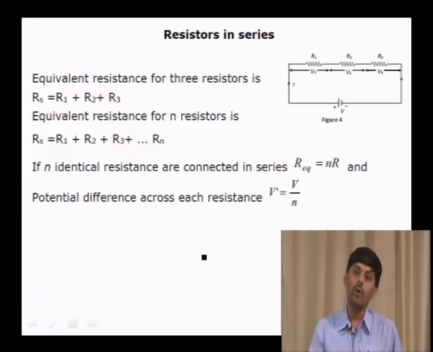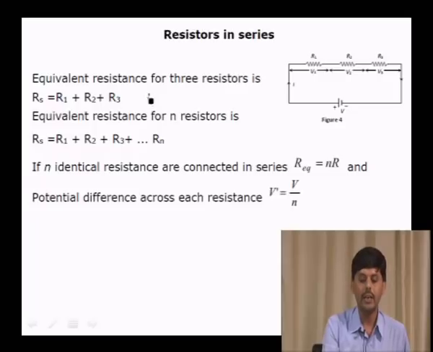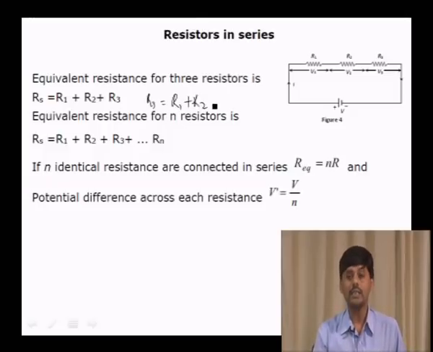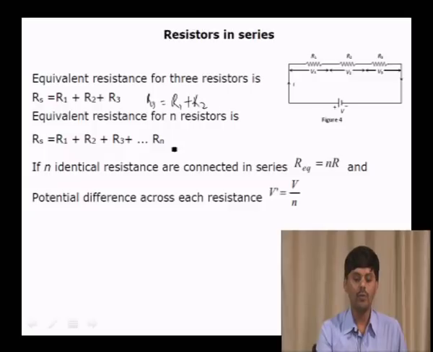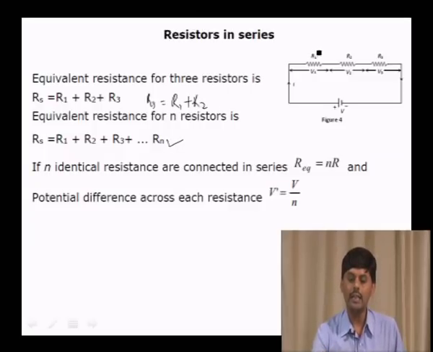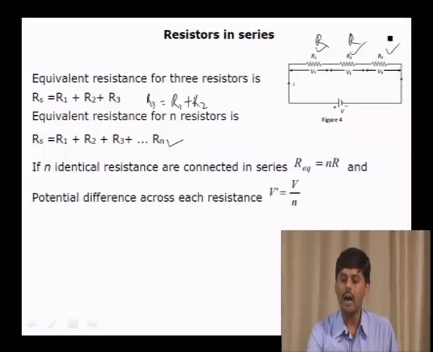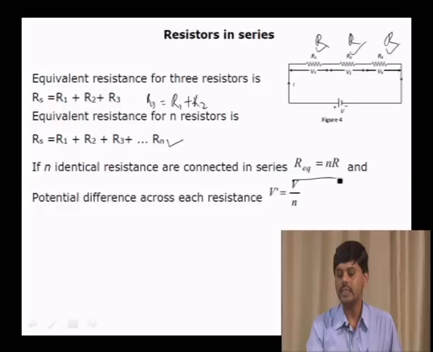If there are only two resistors, then the equation can be written as Rs is equal to R1 plus R2. If the circuit consists of n number of resistors, then you follow this equation. Suppose we have n number of resistors, all equal to R, then the equivalent resistance is nR. Similarly, the voltage across each is the same.